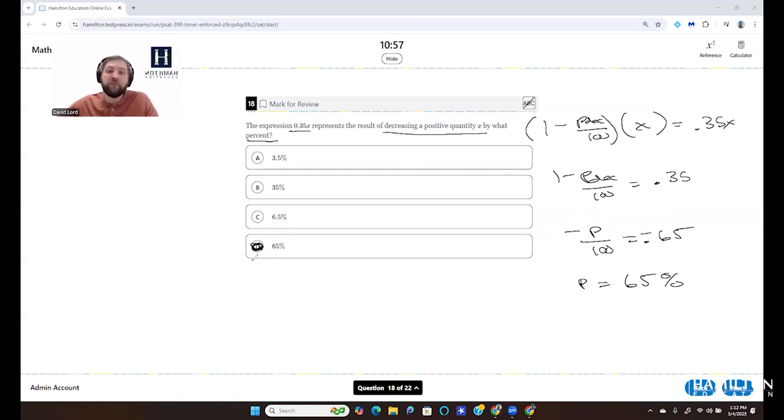If you're going through quickly, you might pick B because 35% looks right, but when you're doing percent decrease, you subtract it from the 1. So keep that in mind when doing these types of problems.